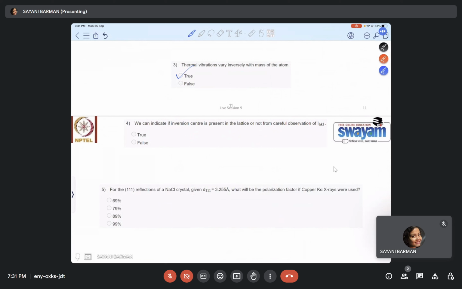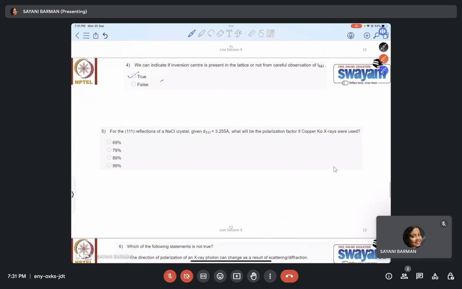Where were we? Yeah, here. So this is true. We can indicate if an inversion center is present in the lattice or not from careful observation of I(hkl). Next one is this sum: for the 111 reflection, given this, what will be the polarization factor if copper K alpha X-rays are used?